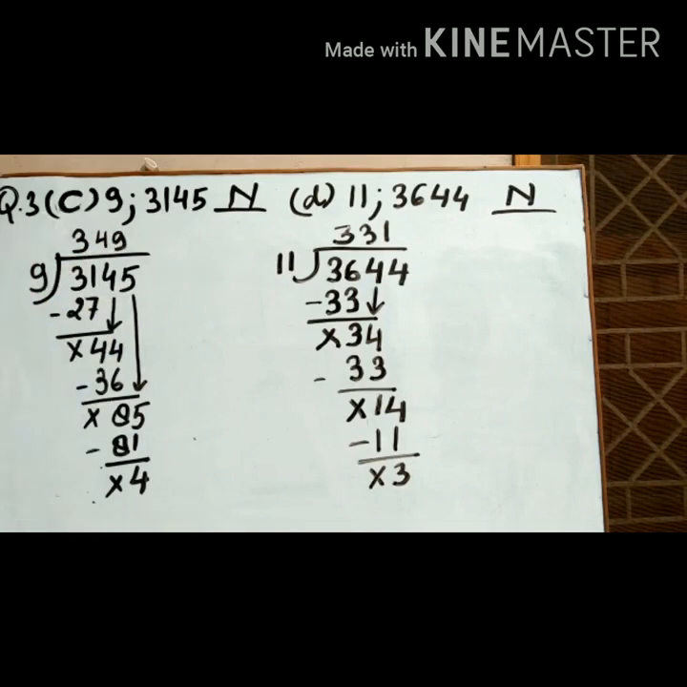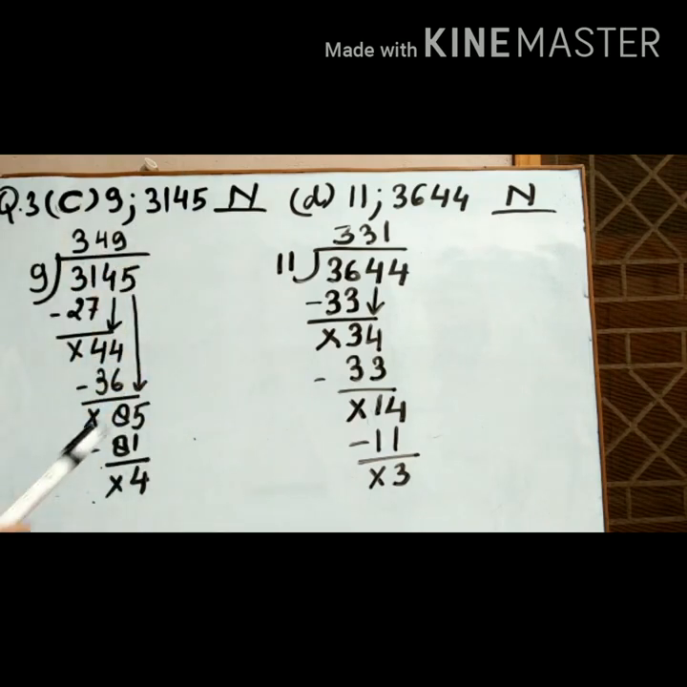C. Is 9 a factor of 3145? Let's check. 9 3s are 27. 31 minus 27 is how much? 4. We will write down the next digit 4. It becomes 44. 9 4s are 36. 44 minus 36 is equal to 8. We will write down the next digit 5. 9 9s are 81. 4 is the remainder. It means 9 does not divide the given number exactly. That's why 9 is not a factor of this number.